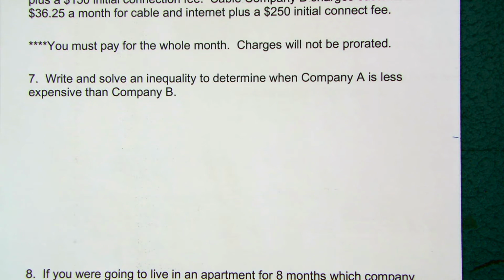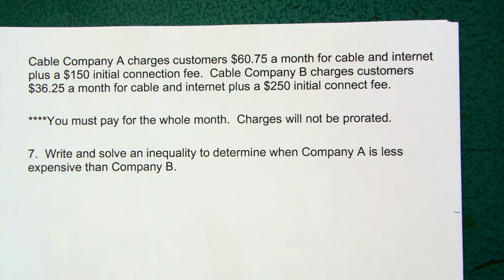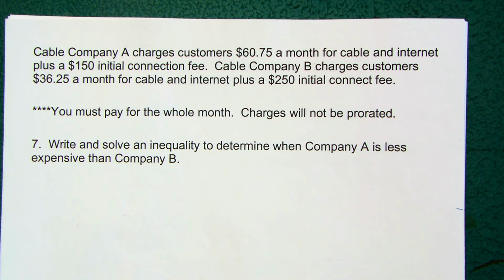All right, so we're going to be doing a bunch of these problems. Something that's going to carry over in more chapters than just this. So just cable company A charges customers $60.75 a month for cable and internet, plus $150 initial connection fee. Cable B charges customers $36.25 a month for cable and internet, plus $250 connection fee. Okay, so you got to pay for the whole month. They're not going to prorate anything.